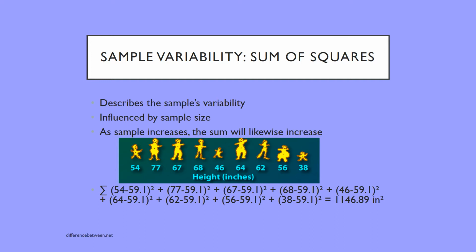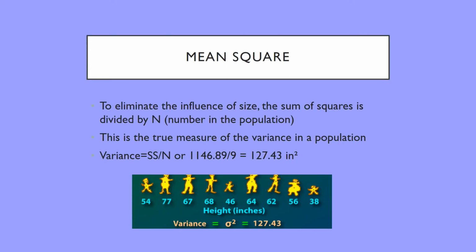The sum of squares is limited because it can be influenced by sample size. As the sample size increases, then the sum will also increase. So to eliminate the influence of size, the sum of squares is divided by the number within the population. This is shortened to the term mean square. So in our example with the heights, the mean square of this population is 1,146.89 divided by 9, the number in the population, which equals 127.43 square inches. This is the true variability within the population and is called variance.